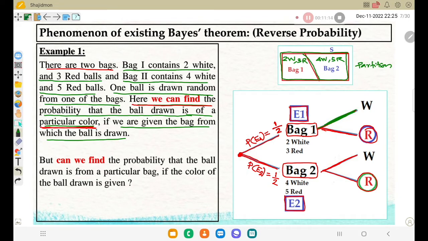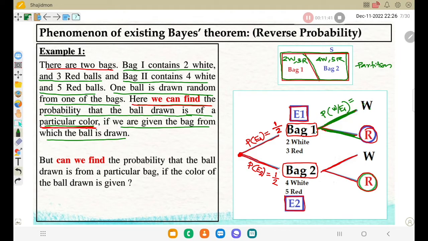the white ball and we have the red ball, correct? Now what is the probability of getting a white ball in bag number 1? We are representing that one as the probability of a white ball from bag number 1, meaning E1, correct? We can represent it like this: white given E1. E1 means the event bag number 1, correct?